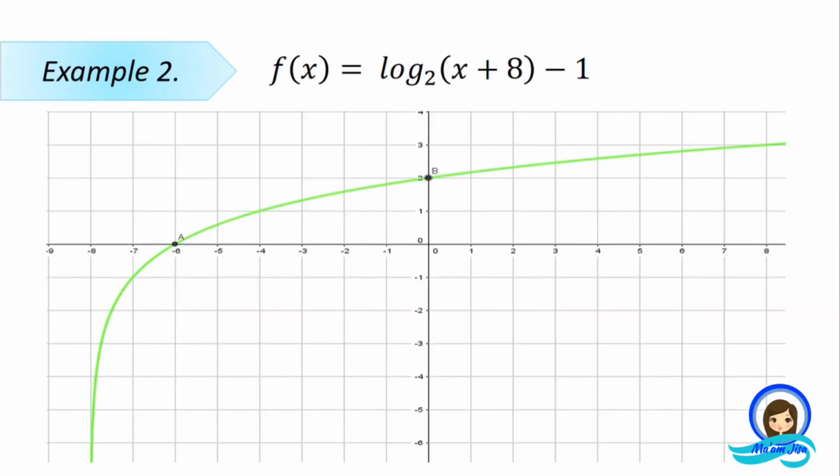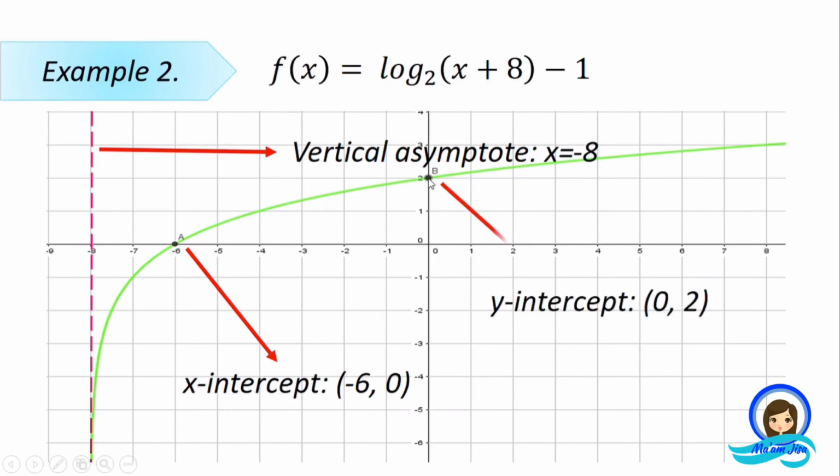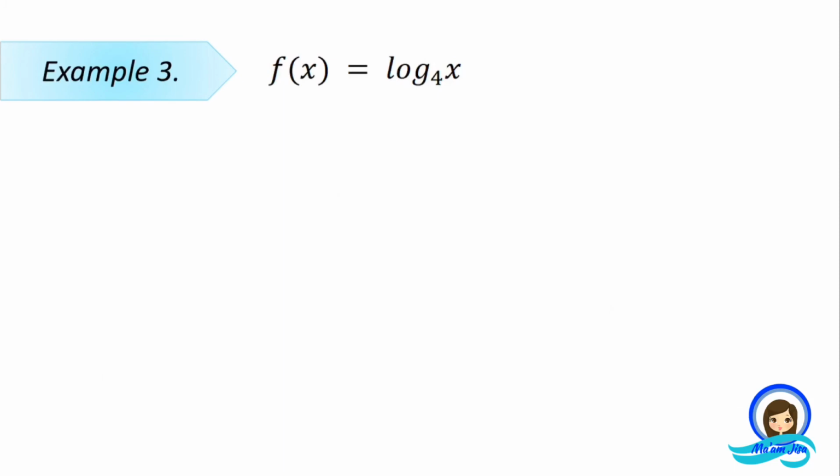Comparing it to our graph, this is what the graph looks like. On the x-axis, the graph crosses at negative 6. So this is our x-intercept. This line is our vertical asymptote, x equals negative 8. And of course, on the y-axis, the graph crosses at this particular point. So this is our y-intercept. Indeed, what we have solved earlier matched what is shown in the graph. So let's proceed with our last example.